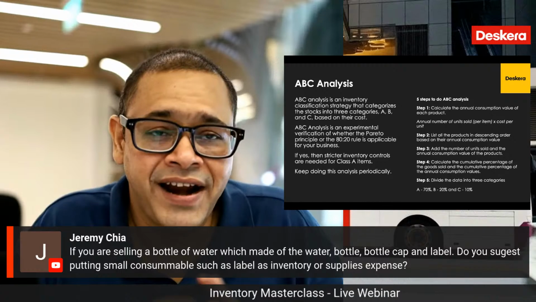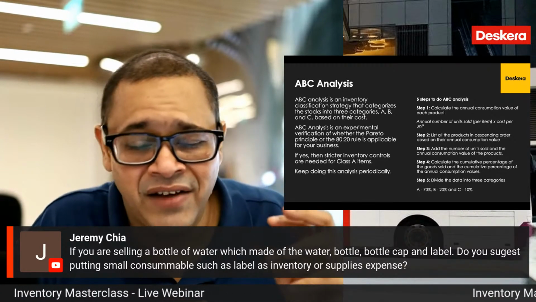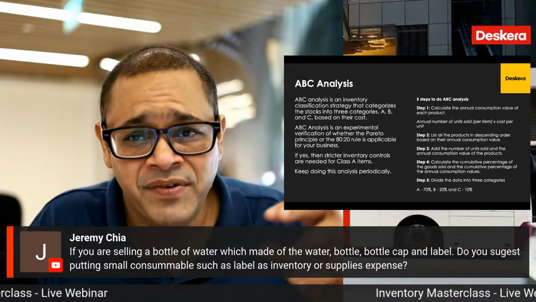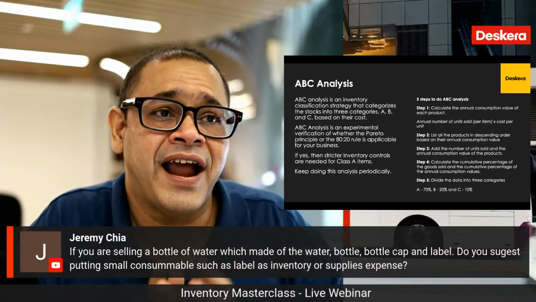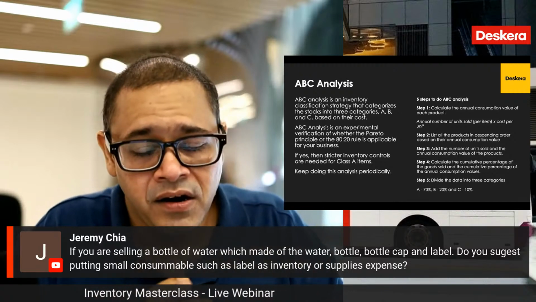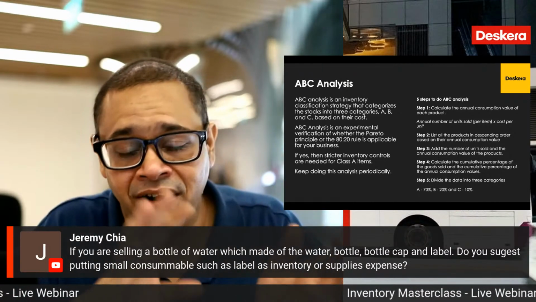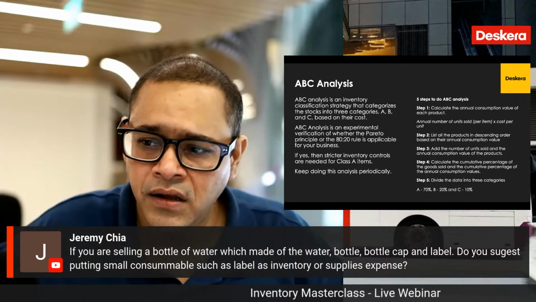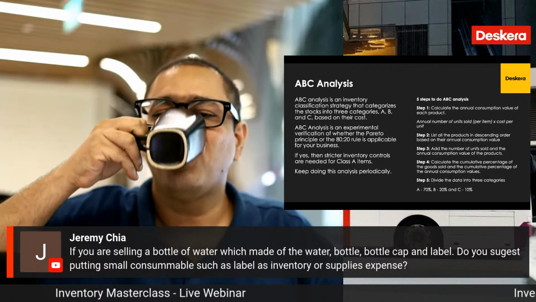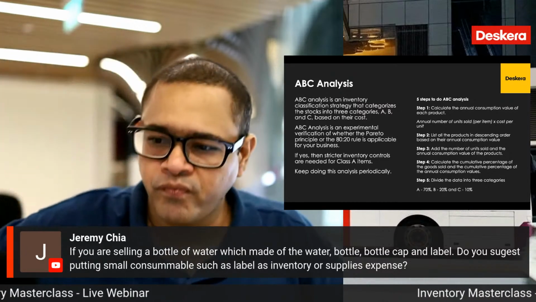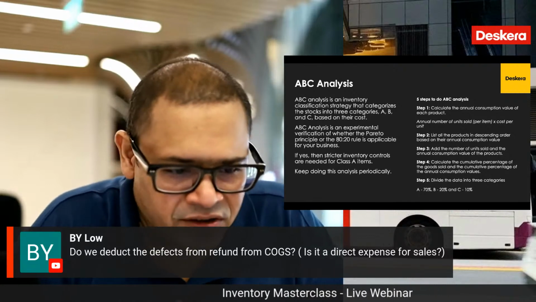But if those additional costs by themselves are a significant percentage, I would say maybe 5% or more, then you would want to keep them as inventory items because they are contributing to your overall inventory valuation and inventory costing and cost of goods sold there. Right. So yeah, let's look at the next question.